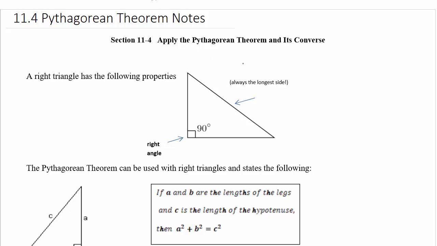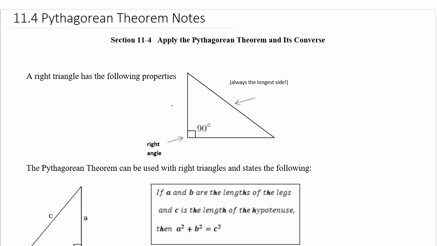Today we're going to be talking about the Pythagorean Theorem. The Pythagorean Theorem deals with a very important shape. That shape is a right triangle. A right triangle is a triangle that has three sides, and two of the sides make up a right angle, or 90 degrees.